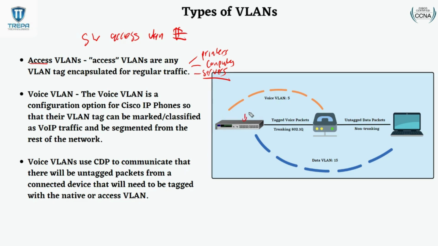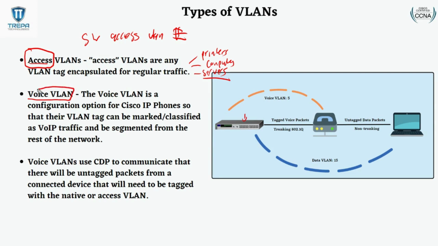So yes, we could say, oh, that's our sales VLAN. That's our data VLAN. That's our server VLAN. That's just a name to describe what that VLAN is used for or what devices that VLAN is used for, but they're all access VLANs. They're all there so that endpoints can access our network. It's kind of how I like to think about it.